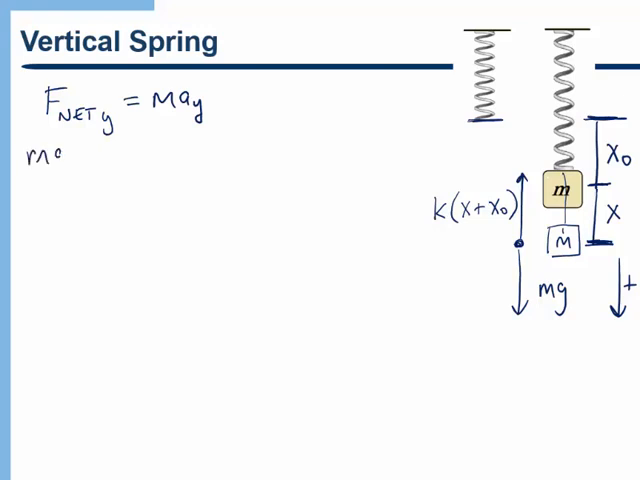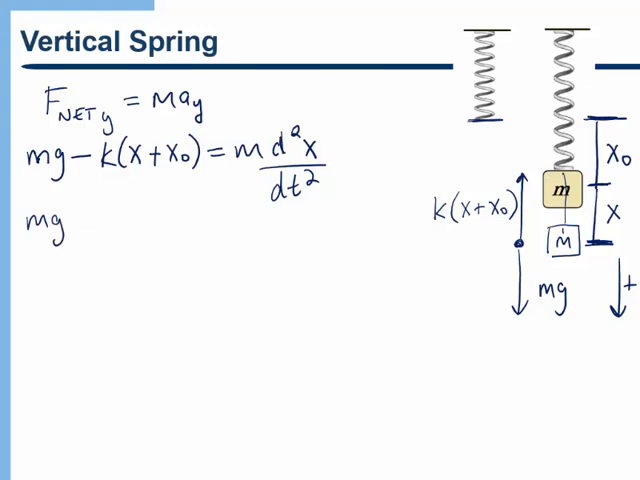So we have mg down, and again I'm treating down as positive, minus the force up, which would be k(x plus x naught), is equal to m d squared x dt squared. And so here is our new differential equation. Now that differential equation looks more complicated, but let's do a little bit more simplification. We have kx minus kx naught is equal to m d squared x dt squared.